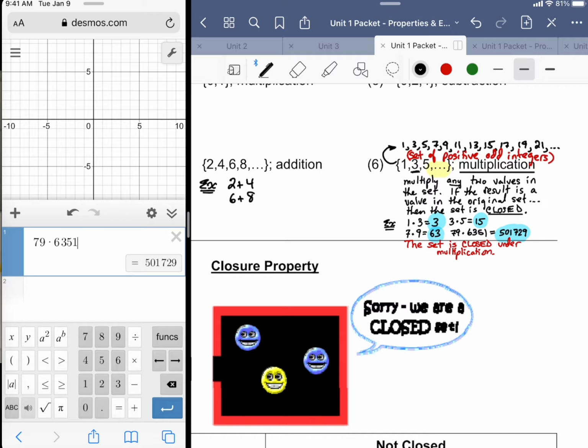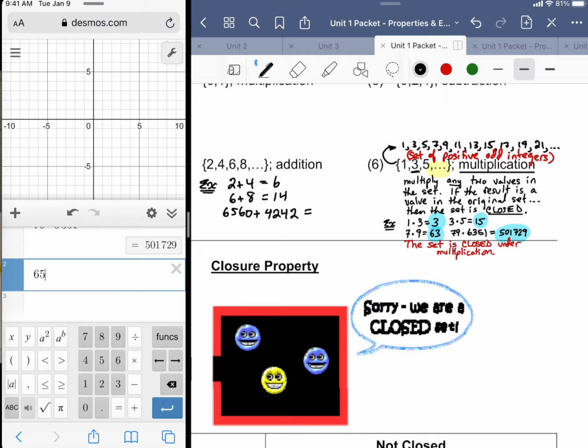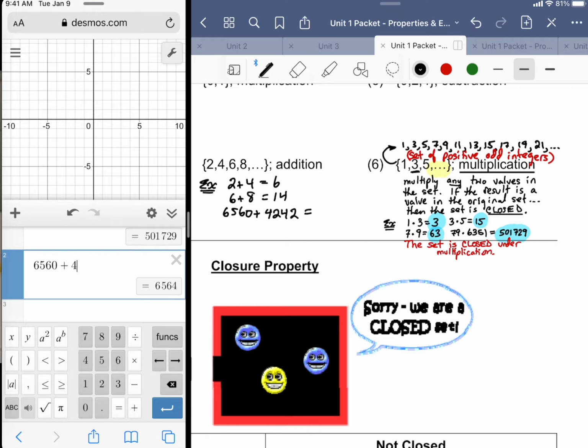All right, maybe that funky one is 6,560 plus 4,242. All right, two even numbers added together, positive. All right, 6, 14, and I'm sure I could figure it out in my head. I just don't want to. Oops. Probably could have figured it out before I type it in, though. 10,802.